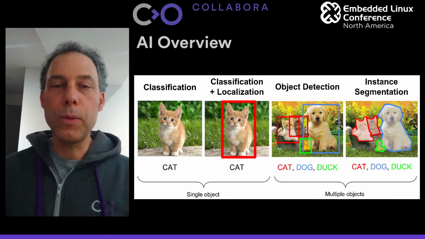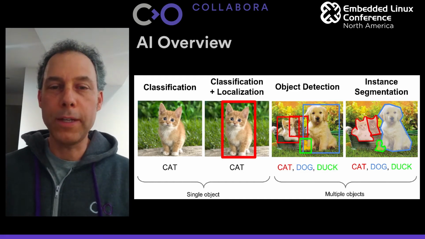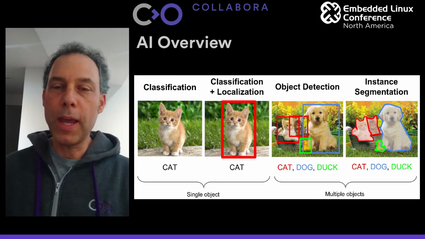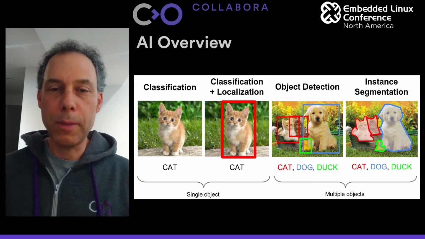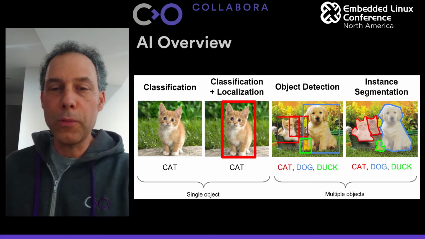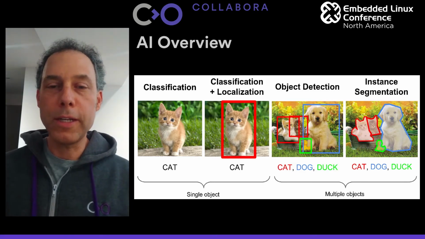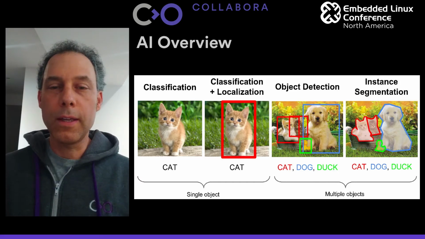Moving to the right, we add localization, so we put a bounding box around the object that we have identified. Moving to the right again, we have object detection. Here we have multiple objects in the scene, and we want to detect each of those objects and put a bounding box around them. And finally, on the right, we have the hardest task of all, which is segmentation, where we segment the boundary of each of those objects in the image.